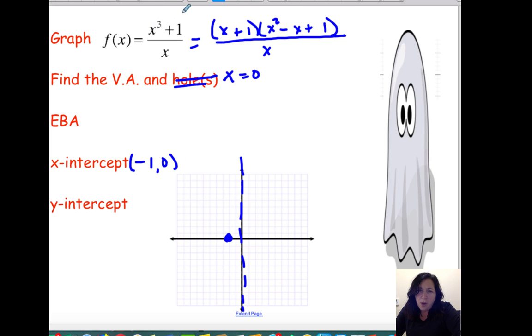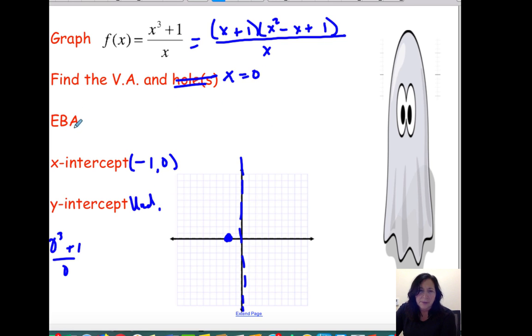I do have my y-intercept. I can see it is already an asymptote, so this is probably undefined. And if I plug in 0, that means I'd have 0 cubed plus 1 over 0, and 0 in the denominator does mean that it's undefined.